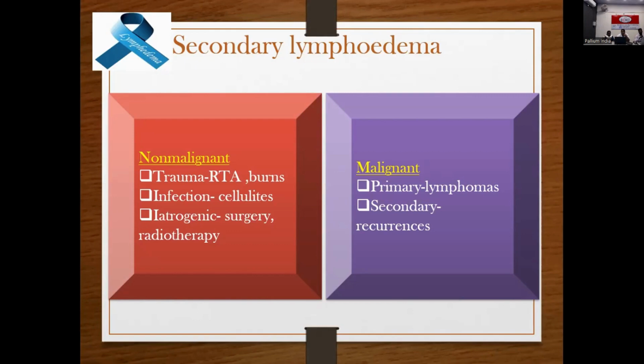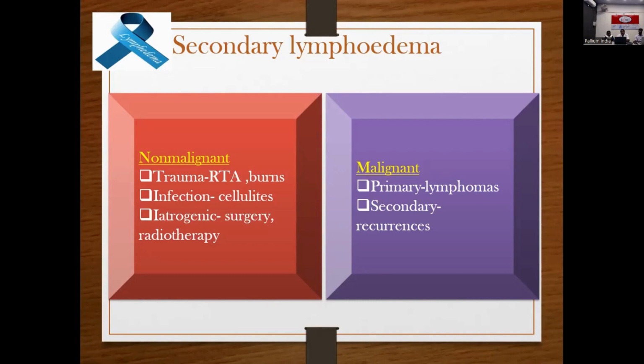The second type is non-malignant secondary lymphedema. That is something related to trauma. During a road traffic accident or burns, there is a chance of damage to the lymphatic system. That will cause lymphatic drainage blockage and lead to lymphedema. The second one is infection. Already we mentioned cellulitis. It is a complication of lymphedema. During lymphedema management there is a chance of getting cellulitis.